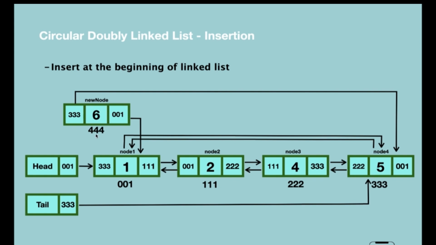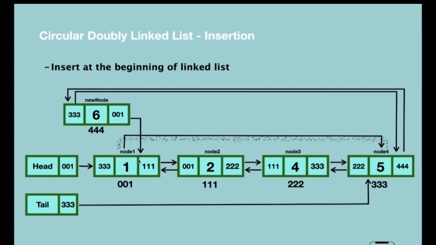So this new node's location should be updated in the next reference of the last node. So if we update the next reference of the last node to 444, it will create a link between node 4 over here and the new node over here. And by doing so, the link between node 4 and node 1 will be deleted.